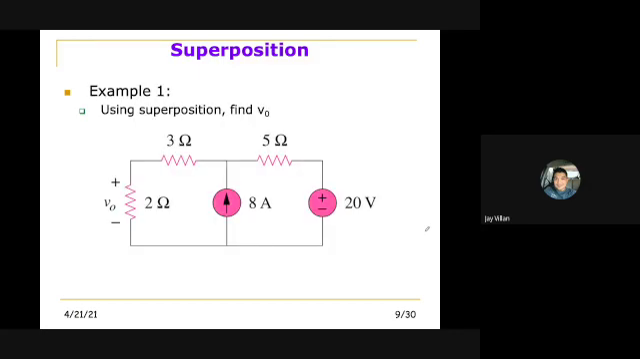Example. Okay. Using superposition, find VO. So we have two sources, one current source and one voltage source. It is said here that when we turn off the current source, we replace this with an open circuit, and we replace our voltage source with a short circuit. Okay?